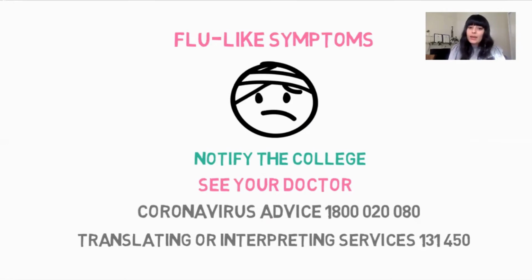There is a number where you can get coronavirus advice, 1-800-020-080, and they can assist you with any questions. If you are not feeling confident with speaking English when talking about your health, then there are translating and interpreting services, and you can reach them by calling the number on your screen, 131450, and they can assist you.